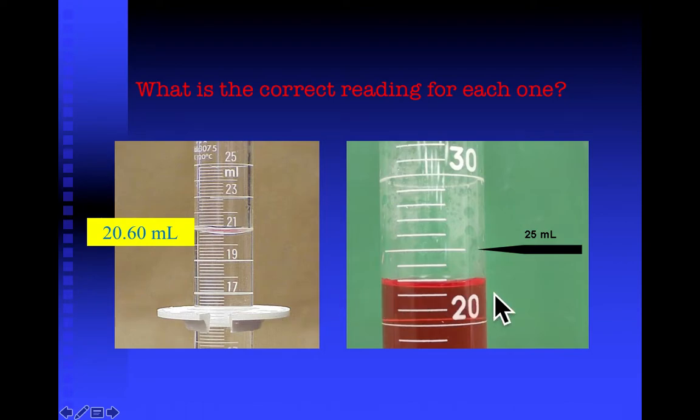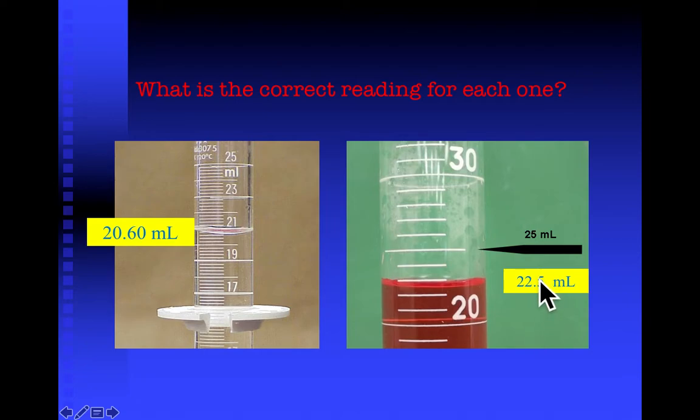Then over on this side, this one is 20, 21, 22, and this is the line we're looking at. The back part is just the reflection. That appears to be about halfway between 22 and 23. So this value is 22.5.